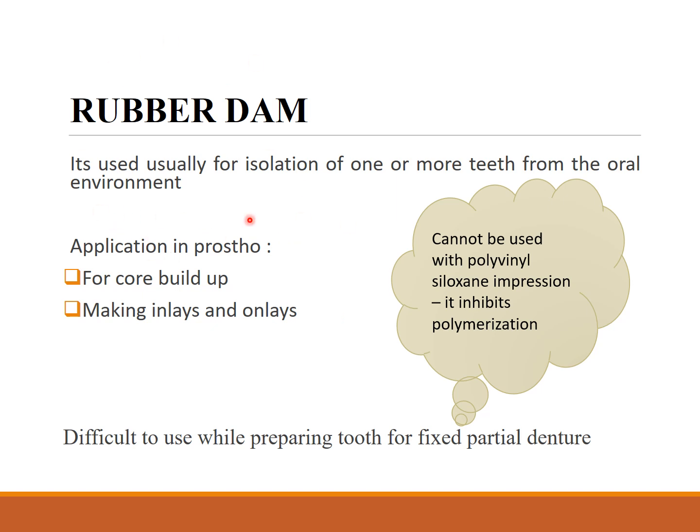Rubber dam. It is used for isolation of one or more teeth from the oral environment. The application in prosthodontics is basically for core buildup and making inlay onlays, which is also less used. It's very difficult to do a tooth preparation for FPD under a rubber dam. It cannot be used with the polyvinyl siloxane impression as it inhibits the polymerization.